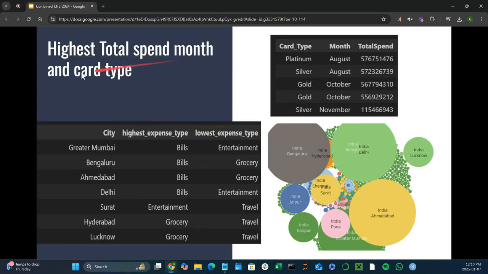The highest total spend month and card type were shown. So it looks like Greater Mumbai had a high expense type for bills and a lower expense type for entertainment. And you can see that bills keeps coming up. So most people are just paying their bills, and then some people are not eating out as much or getting groceries, maybe spending more on entertainment. It basically had the amount of spending summarized in terms of graphs. We can also see the different card types in months with total spends. The platinum card has the most spent in August. Silver had it in August, and then gold was in October two times. It came up, and then silver was there.